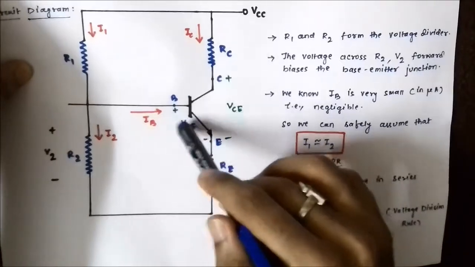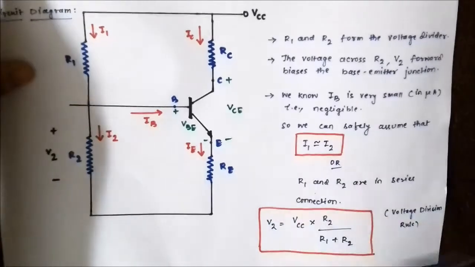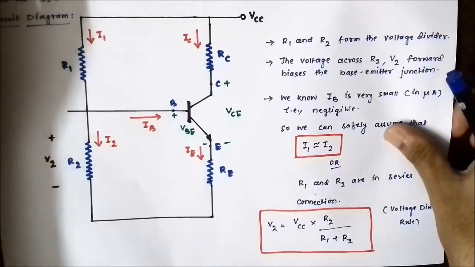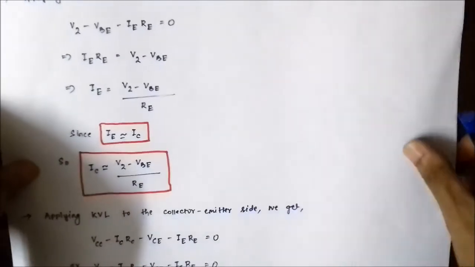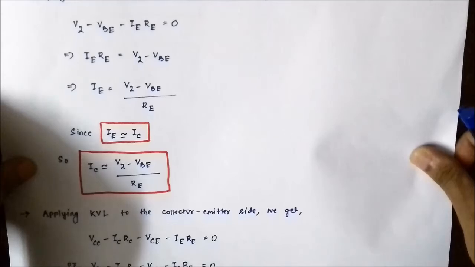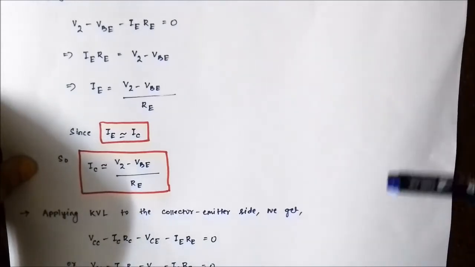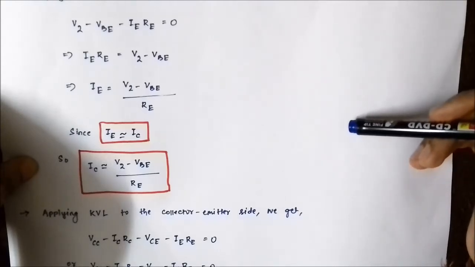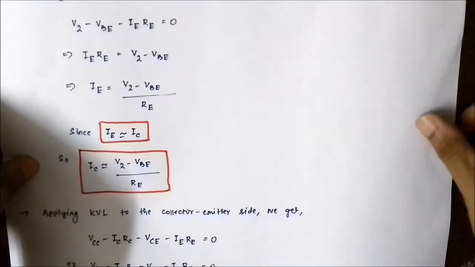VBE is the voltage drop across the base and emitter terminal. IE RE is the voltage drop across the emitter resistance. Now as I said, the KVL equation will be V2 minus VBE minus IE RE is equal to 0. So IE RE is equal to V2 minus VBE and IE is equal to V2 minus VBE by RE. Now as I said, we will apply the formula IE is nearly equal to IC.